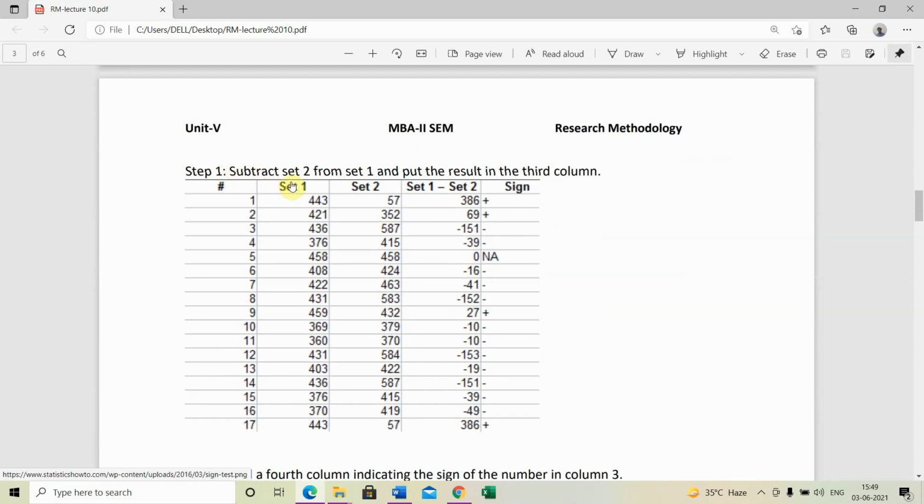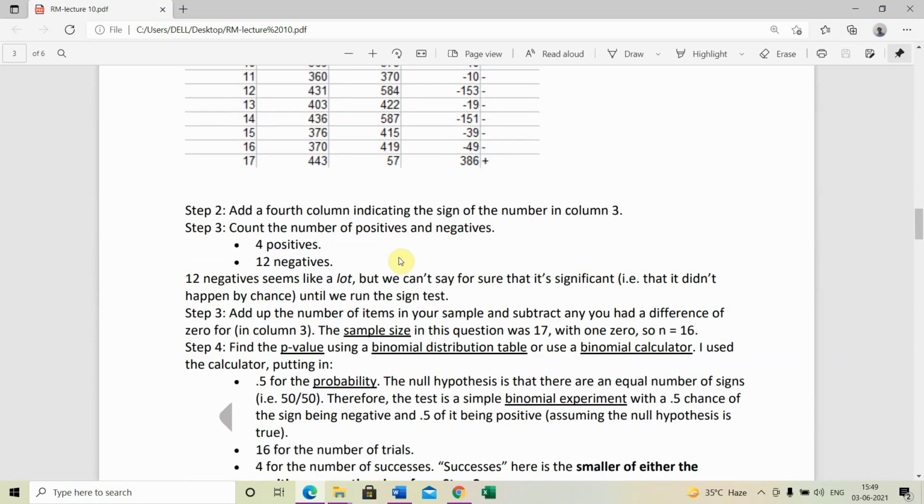Subtract set 2 from set 1 and put the result in the third column. We get plus sign, minus sign this way. Positive, negative values. This way we get this table, with different signs for the different sets. Step 2, add a fourth column indicating the sign of the number in column 3. Step 3, count the number of positives and negatives.